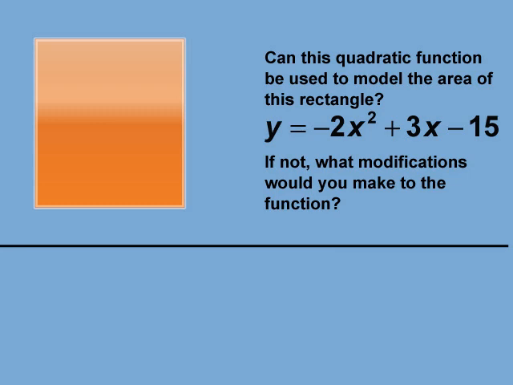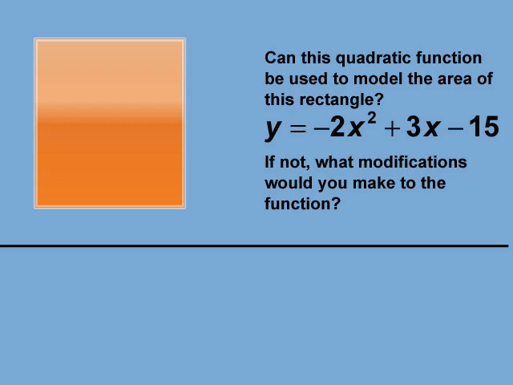Can this quadratic function be used to model the area of this rectangle? y equals negative 2x squared plus 3x minus 15. If not, what modifications would you make to the function? If this quadratic models the area of a rectangle, then it should be possible to write it as the product of two linear binomials, each representing the measurements of length and width.